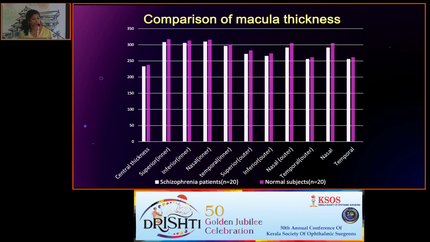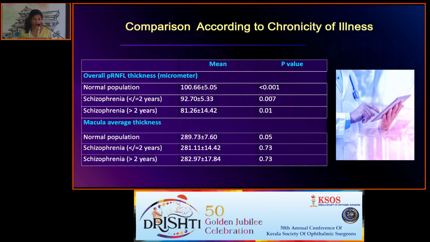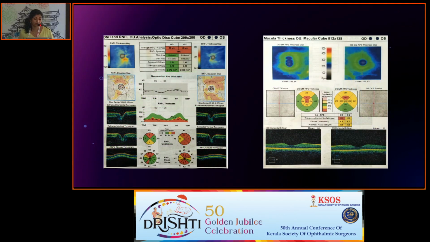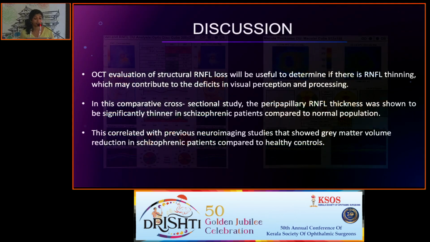But macular thickness analysis showed statistically significant thinning only in the outer superior and outer inferior quadrants, even though thinning was present in all other quadrants too. In comparison, according to the chronicity of illness, there was a reverse correlation of the peripapillary RNFL thickness with the duration of the disease. These are the OCT images showing thinning in PRNFL and macula.